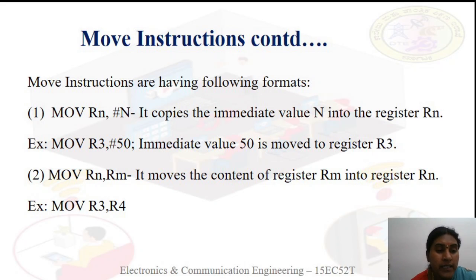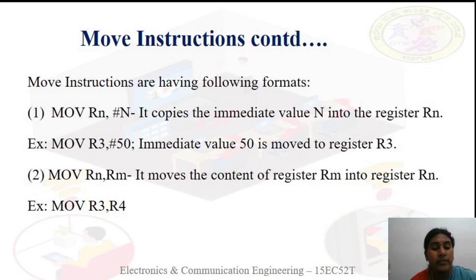The next format is MOV Rn, Rm. It means here you are moving the content of one register to another register. So Rm is the source register, Rn is the destination register. You are moving the content of a source register Rm into the content of a destination register Rn.